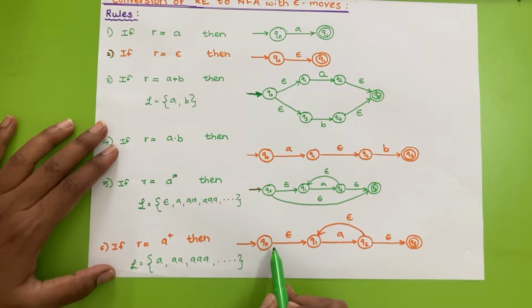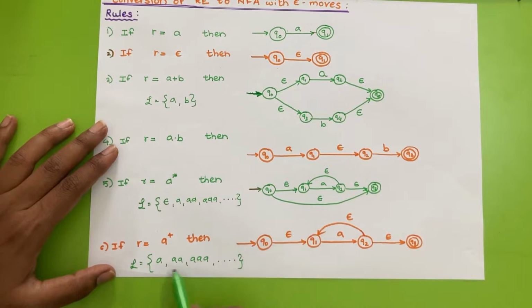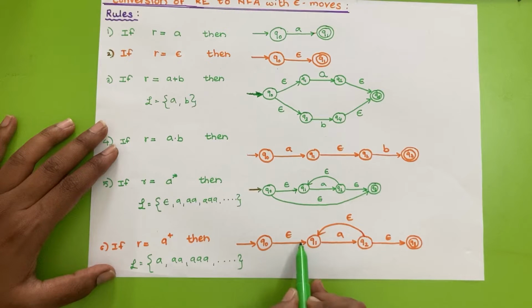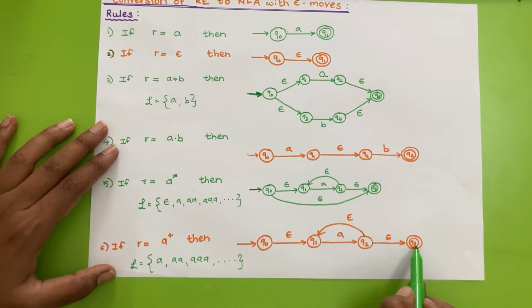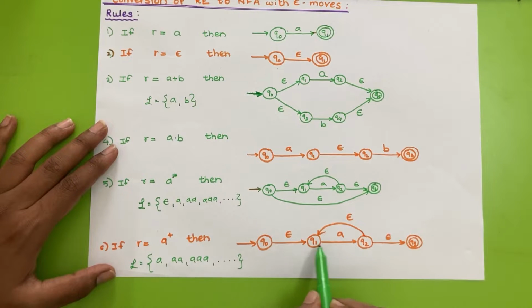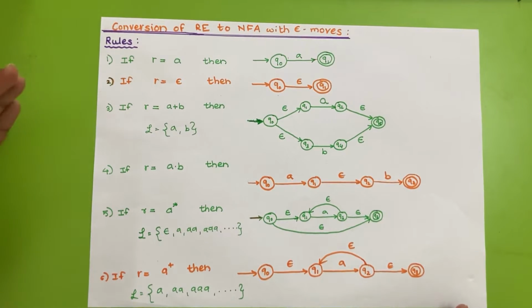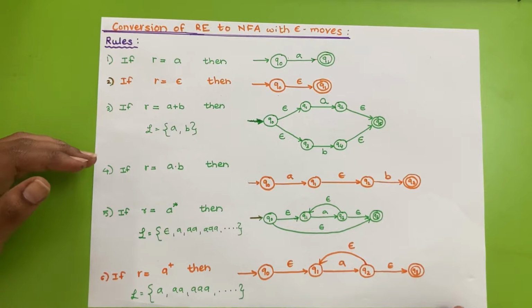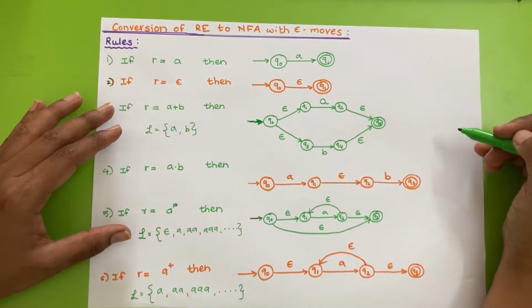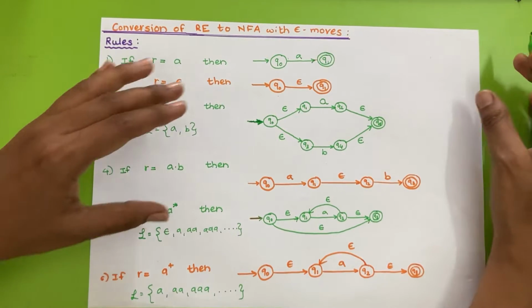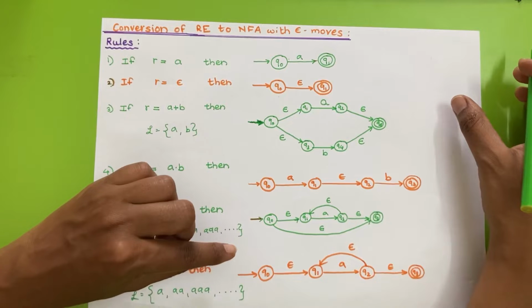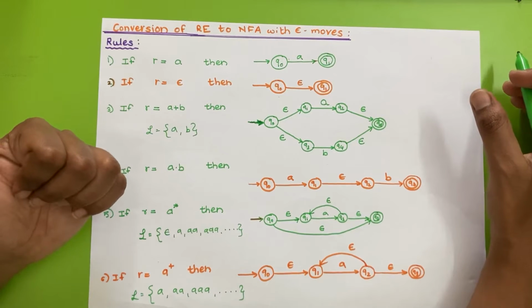Okay, so the strings start from A, so this will be accepted like Q0, then empty, then A, empty. If we want double A, then empty, A, empty, A, and Q3. So this will go on repeating, and all the strings of type A plus will be accepted here. Okay, so these were some of the rules for conversion of regular expressions to NFA with empty moves. Whenever we want to convert a regular expression to NFA, then we should convert the NFA with empty moves to NFA by following the method mentioned in earlier videos.